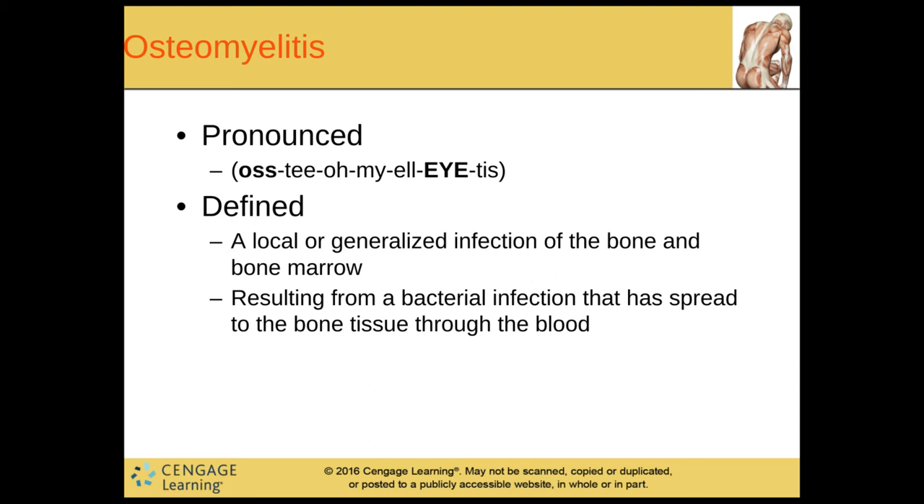It's a localized or generalized infection of the bone and bone marrow. So this can be a result of bacterial infection that was spread to the bone tissue through the blood. So if somebody has an infection in the blood that kind of gets out of control, it can spread to all kinds of different body systems, right? And this is whenever it would spread to a bone.